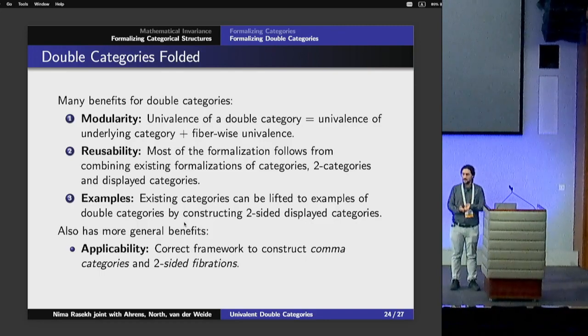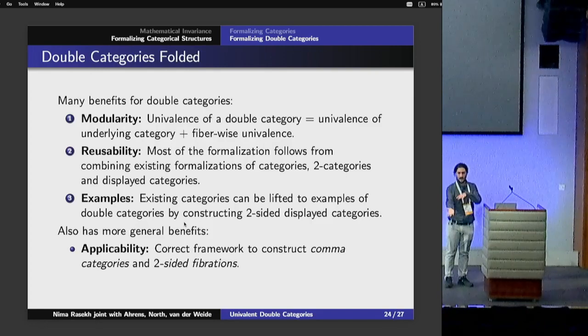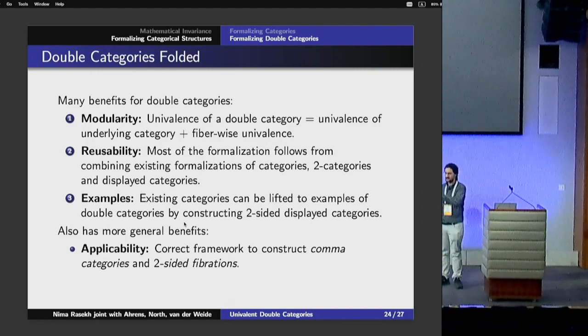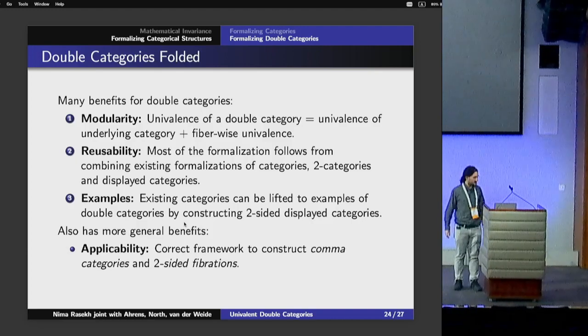For example, if you want to study a univalence principle, we just have the univalence of the underlying category, and then we look at the univalence of the fibers. And it also helps constructing examples, because if I have already an existing category in the library, I can start with this. All you have to do is to specify the fibers and the interactions. So it cuts down on how much formalization I have to do to get new examples.